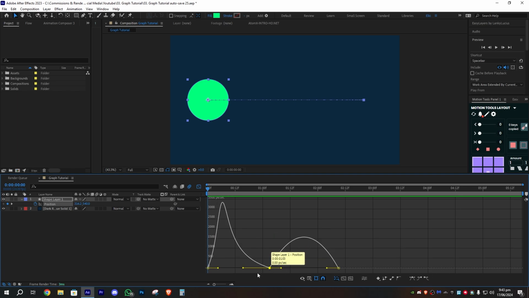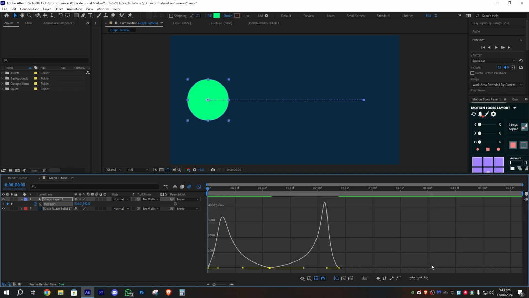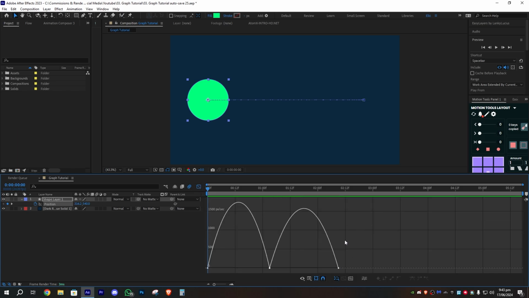Let's say this one is a standard keyframe, right? It has an ease in and an ease out, and if I click ease in, it's only going to change the left side of the graph. Those are all the tools that you need to know. Now we're going to jump right into the different types of graph.